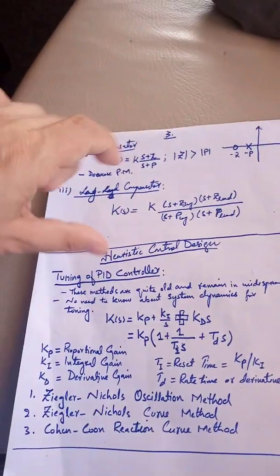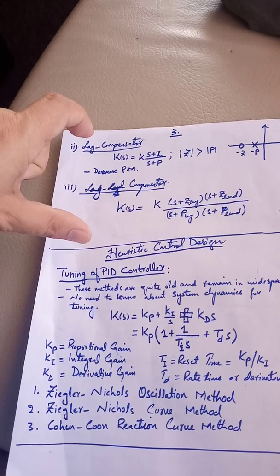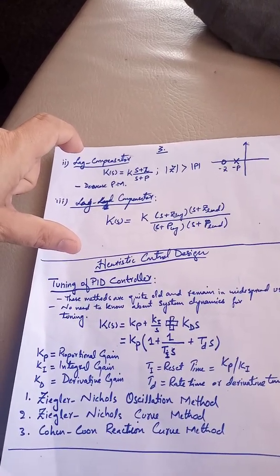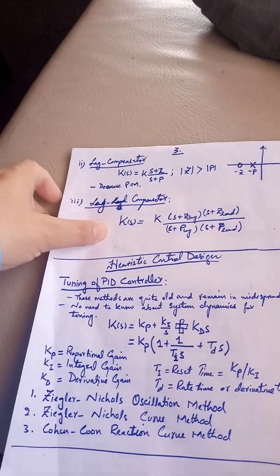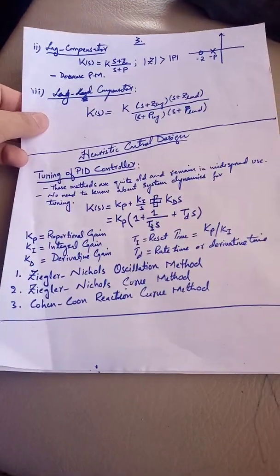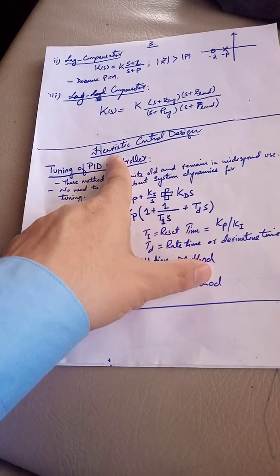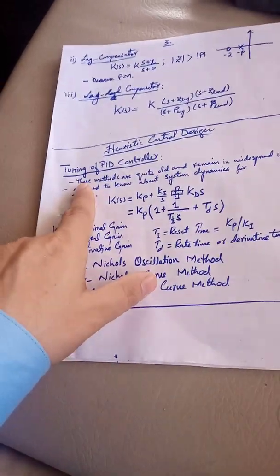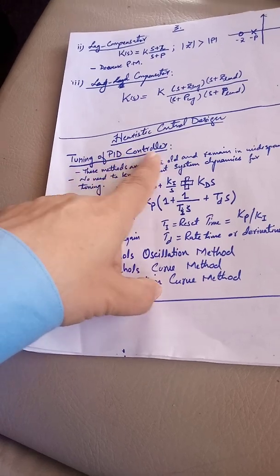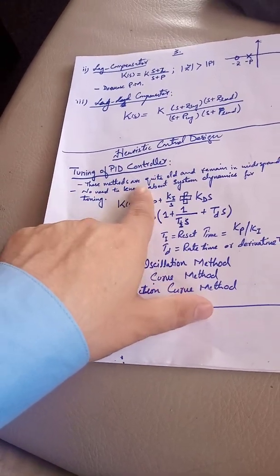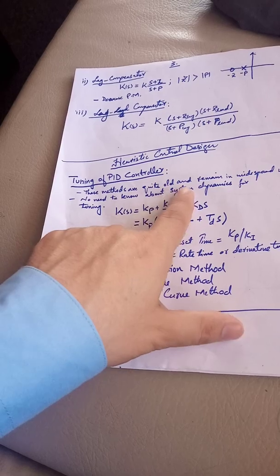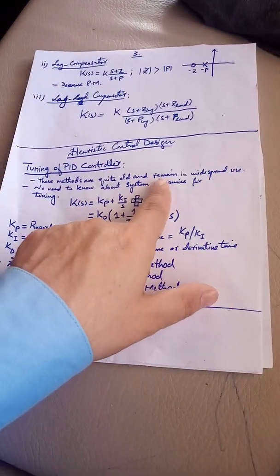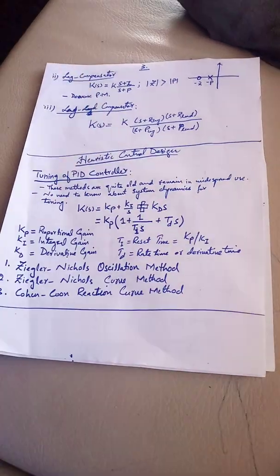So these are the compensators we normally have when we are going to design a controller. Now today we focus on PID, and we are looking for heuristic control design. So what is control design? Tuning of a PID control. These methods are quite old. That's why we call them heuristic methods, and they remain in widespread use.